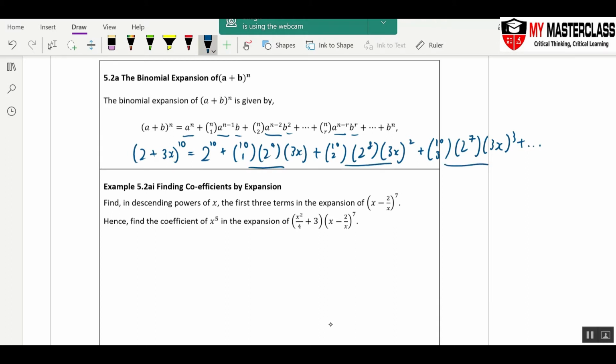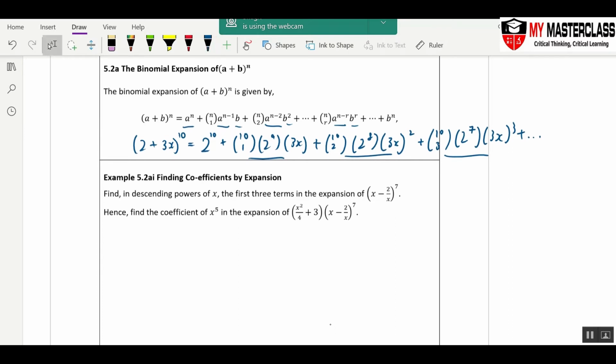So there's a certain pattern when it comes to doing binomial expansion. Follow the pattern, put the bracket properly, expand properly, and you will not make any mistakes. Okay, so for this example, 5.2a part 1, this is a very important skill.